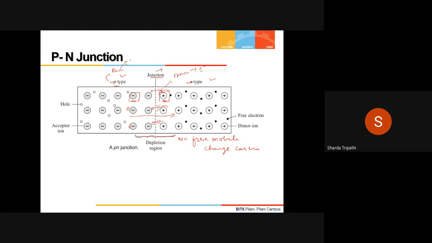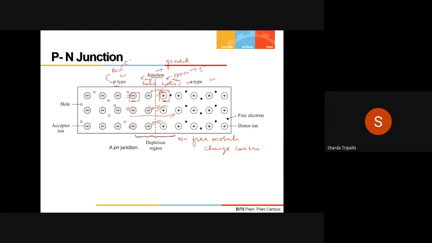this is definitely graded, because in the P-type semiconductor the holes are the majority carriers. So this side of the junction, holes are in majority, while this side of the junction, holes are in minority. Similarly, for N type, this side of the junction, electrons are in majority, and this side of the junction, electrons are in minority.